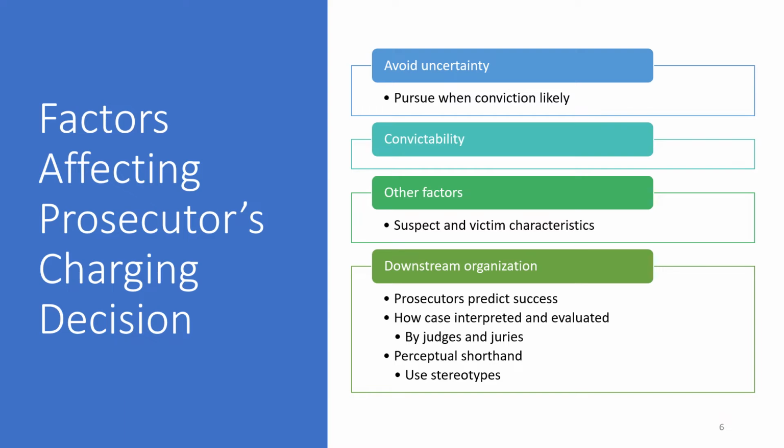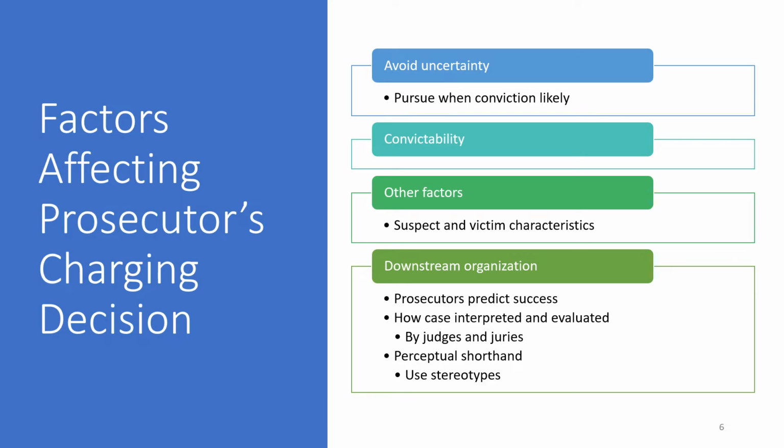What are some other factors? Well, does the suspect have a criminal record? If they have a pretty substantial criminal record, then oftentimes prosecutors are going to charge it if they have the evidence to back up the charge. Other times they're going to look at the victim. Is this victim someone that requires justice? Or is this a victim that might not be believable for some reason?